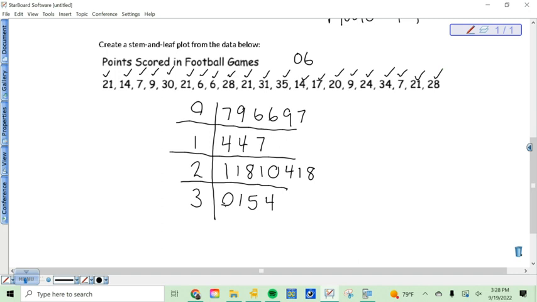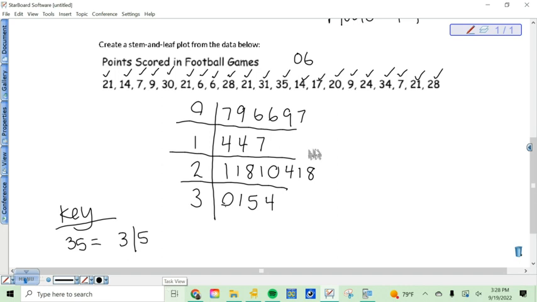And then what was the last bullet point you wrote down on your paper? What does it say we need? A key. So let's pick one number to use in our key. Which number do we want to use from our list? 35. How do I write 35 on my stem and leaf plot? 3 bar 5. Yeah, 3 bar 5. And that's all you have to do for a key.